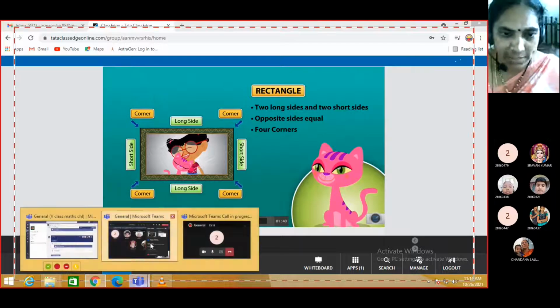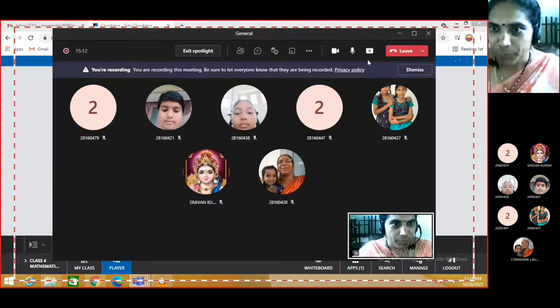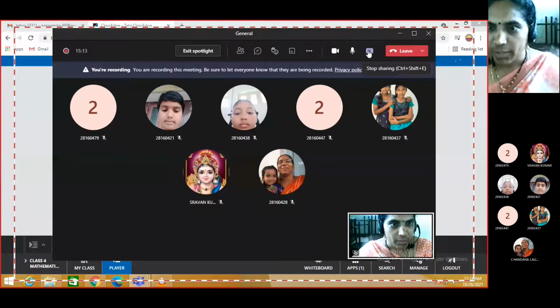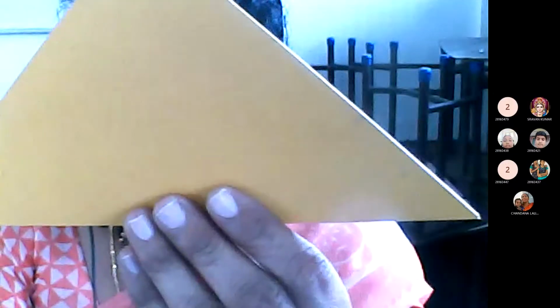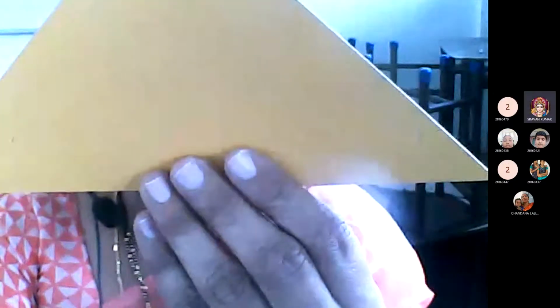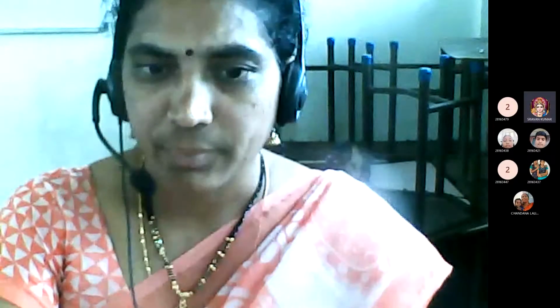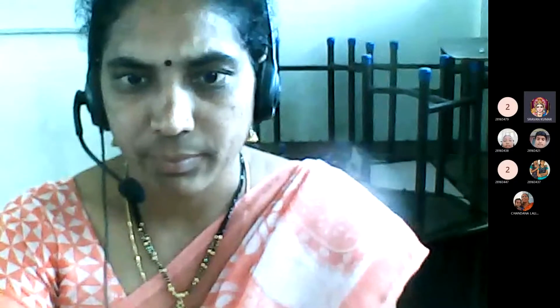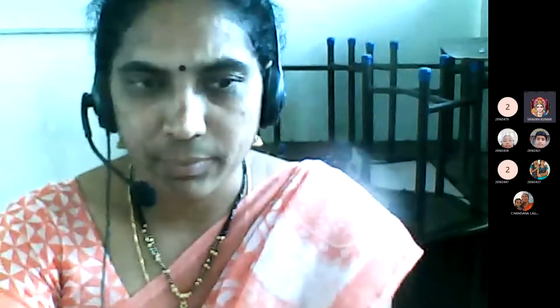Now let us move on with the next shape. Yashasri, what is this shape? That is a triangle. Yes, it is a triangle. So what is a triangle? A triangle is a plane figure with three edges and three corners. Yes, a triangle is a plane figure with 3 edges and 3 corners.